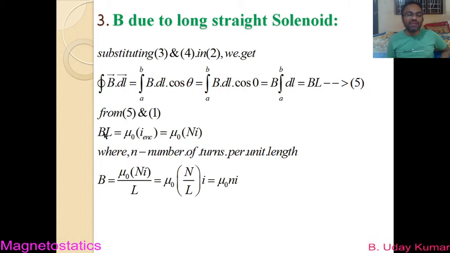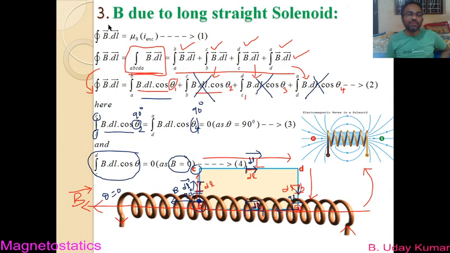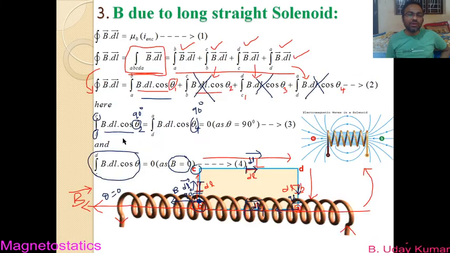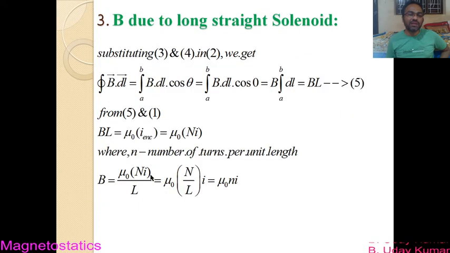So on the left hand side, in place of the integral B dot dl, you get BL from equation number 5. That BL is equal to, on the right hand side, mu 0 times I enclosed. So write that formula, and after substituting that, you just simplify it. That's it. You are getting the answer here itself: mu 0 I enclosed.